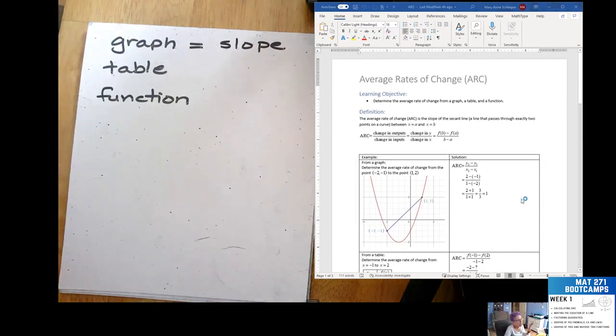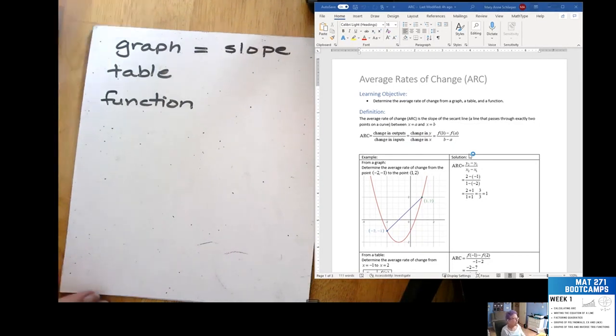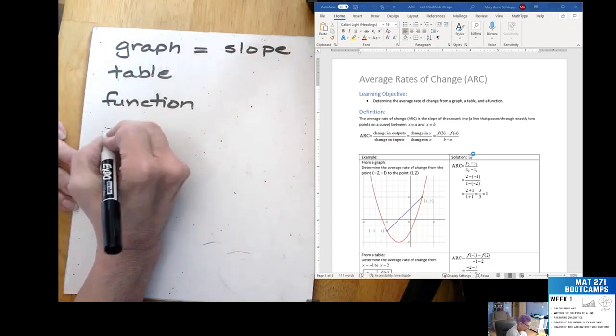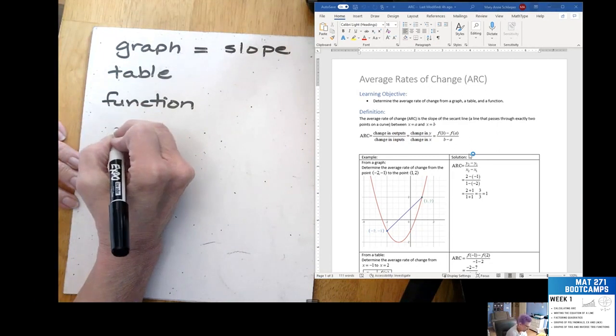And you notice when I say ARC, I have it defined in several different ways. Change in outputs divided by change in inputs. Change in Y over change in X. F of B minus F of A over B minus A. They're all different ways of calculating an average rate of change. Easiest is just the plain old slope formula.